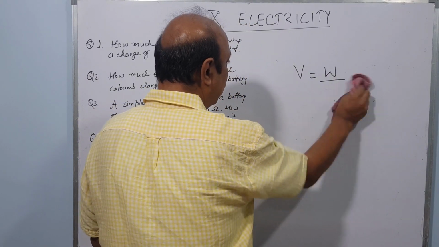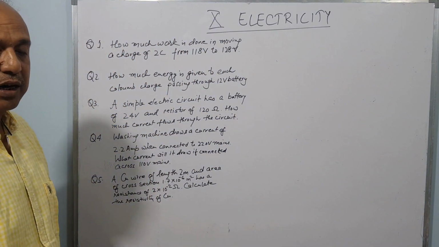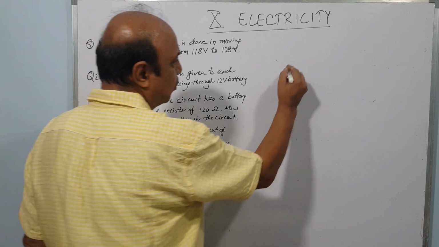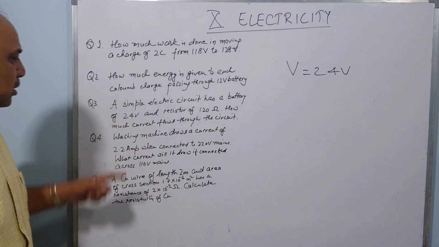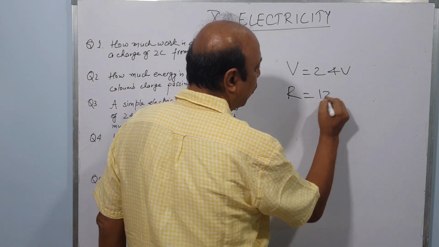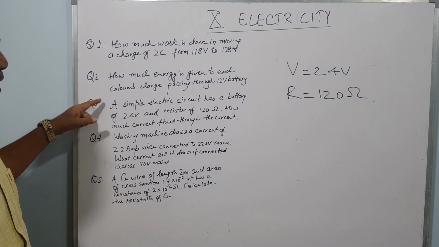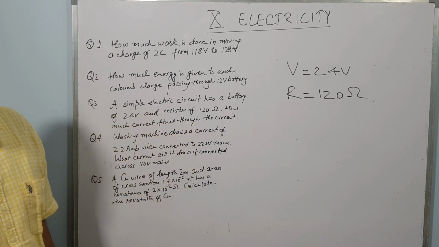Let us move now on to the next question. A simple electric circuit has a battery of 24 volt. That means the potential difference is 24 volt. And a resistor of 120 ohm, R is equal to 120 ohm. How much current flows through the circuit?